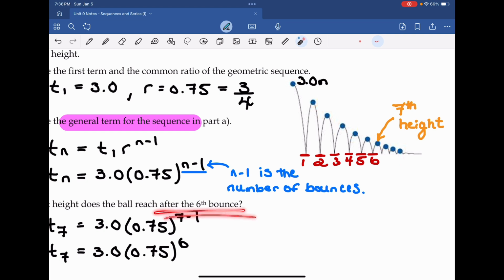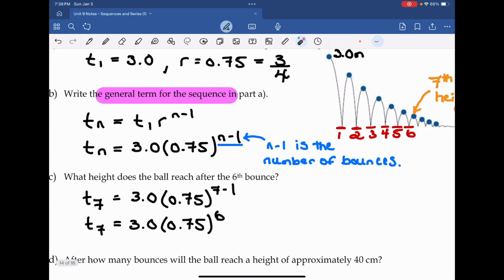And for some of you, you might be like, oh, that's pretty logical, but I just really want to emphasize why I'm writing this as T7 and not as T6, because some of you might just immediately be like, oh, sixth bounce, T6. But you got to think about it as where it's being dropped from. If they said it starts with a bounce and then goes there, that's a different story. But for this situation, we're good with this.